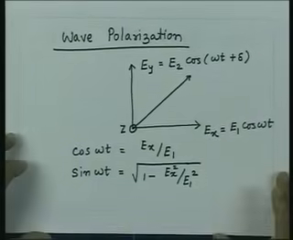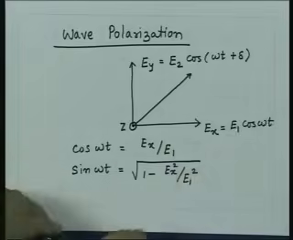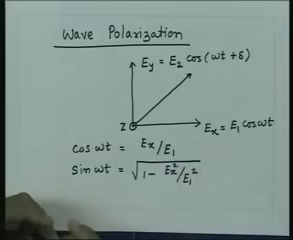Keep in mind here that we are interested only in the shape which the tip of the electric field vector draws as a function of time. The size of this ellipse does not matter. So, as long as the shape of the ellipse is the same, that means its orientation is the same, its axial ratio is the same, it represents the same state of polarization.